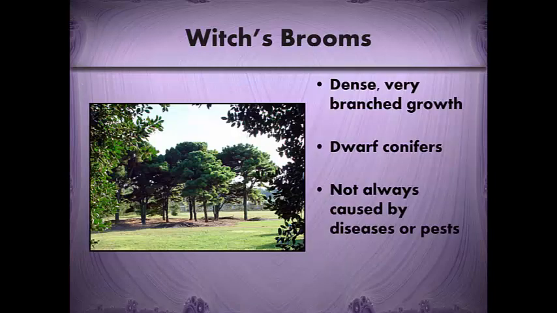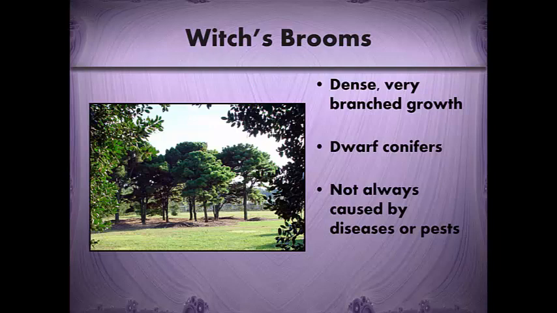So let's talk about these a little bit. Again, a witch's broom is just a dense, very branched growth on a plant. It can be caused by dwarf mistletoe. It can be caused by phytoplasmas. It can also be caused by mutations. So sometimes it's a genetic reason, sometimes it's a pathogen reason.